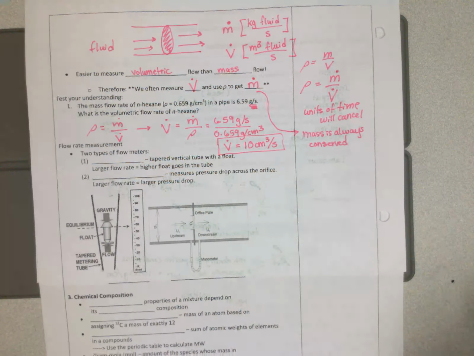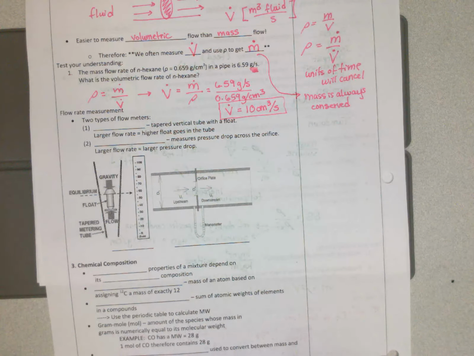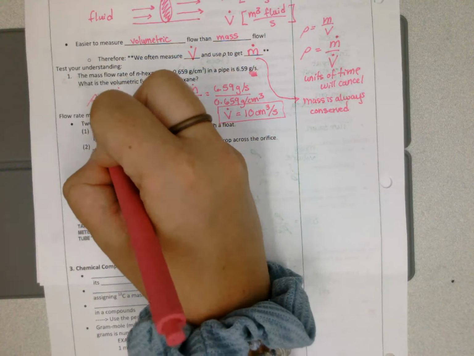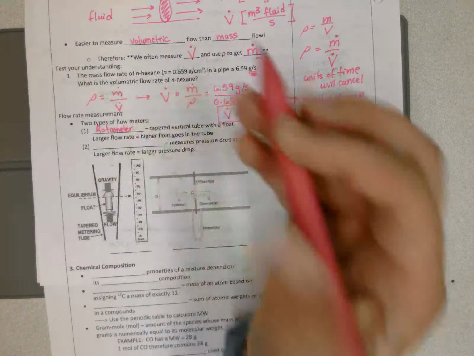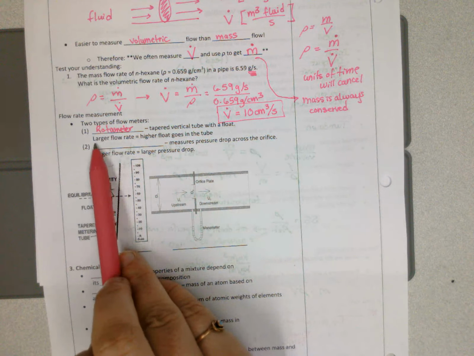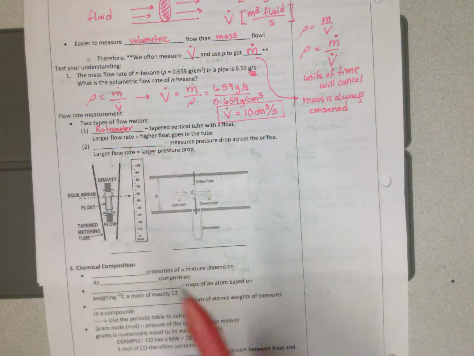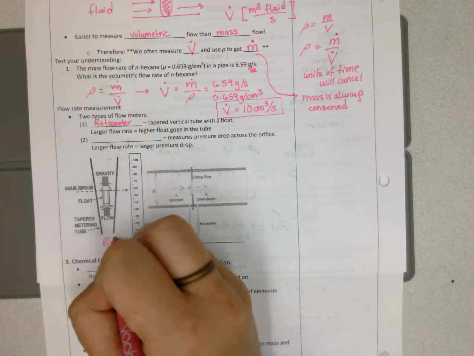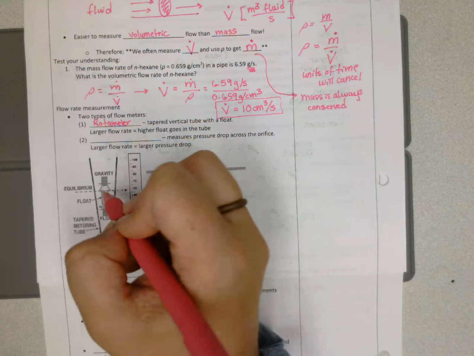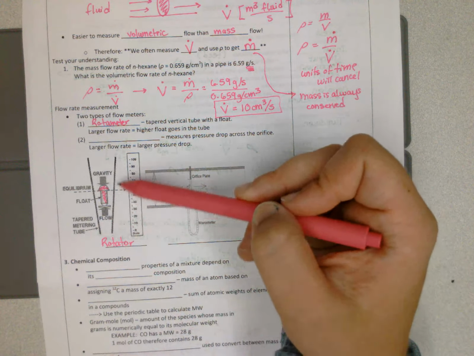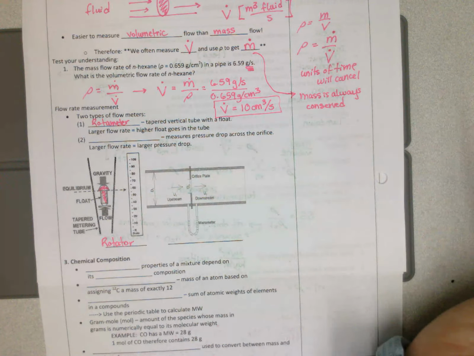All right? So out in the real world, we do have to measure flow, so sometimes it's nice to know how we can do that. We have two types of flow meters. We have what's called a rotometer, and a rotometer is a tapered vertical tube with a float. As you have a larger flow rate, the float goes higher in the tube. There are two pictures down below. The one on the left is the rotometer. You can see here's the little float right here, colored in pink. And we measure how high it goes based on flow rate.